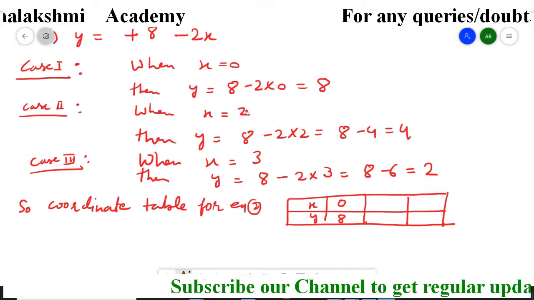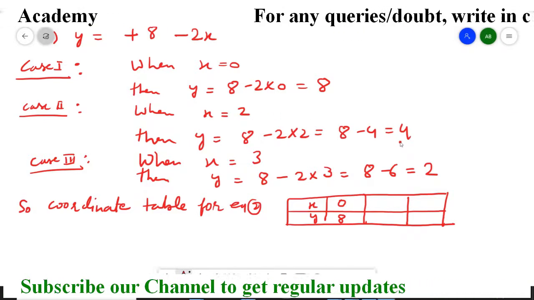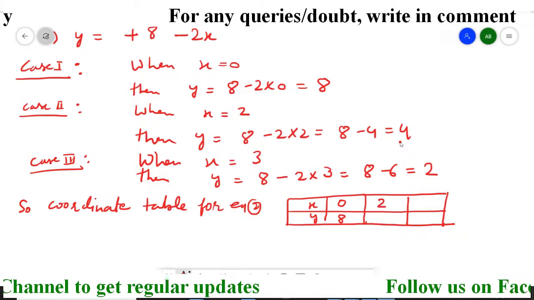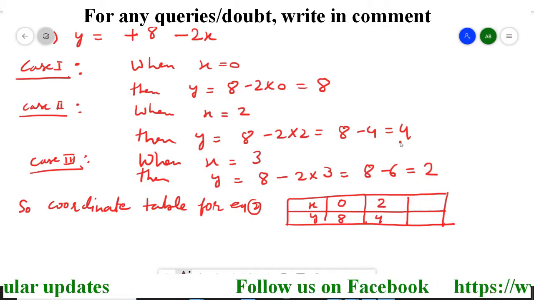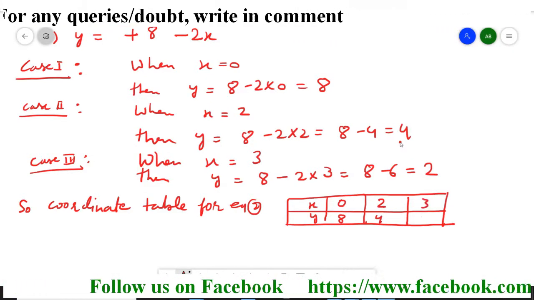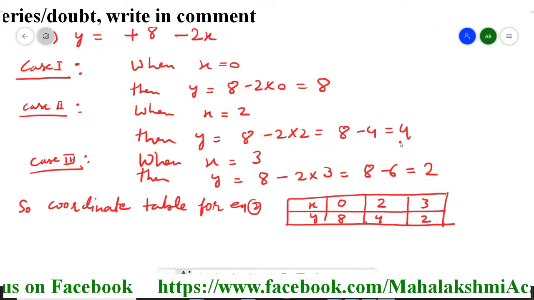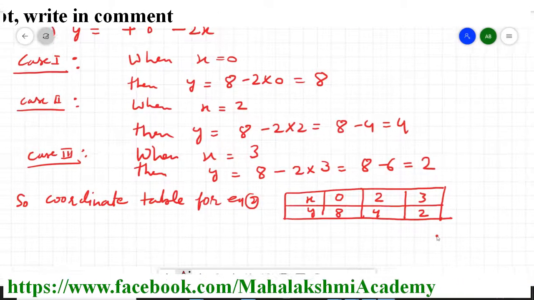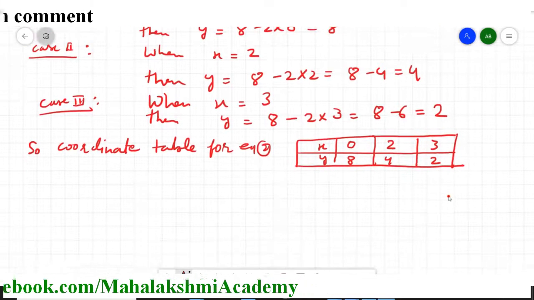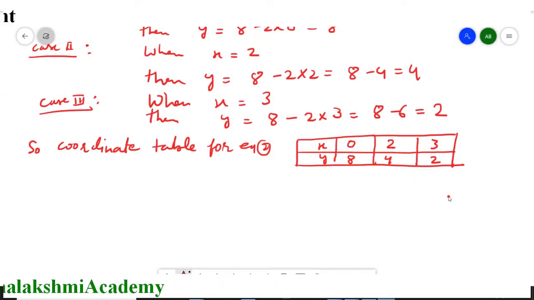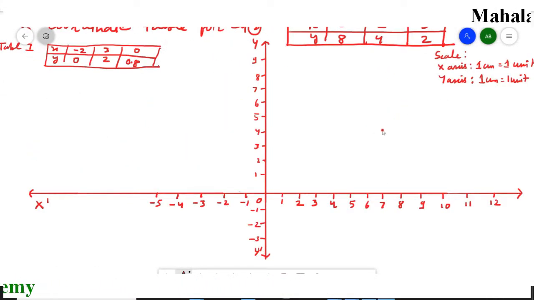Now case second. In case second we have x is 2 and y is 4. So we write here x is 2 and y is 4. Case third, x is 3 and y is 2. Now we have to draw the graph. So when we draw the graph it will appear like this.